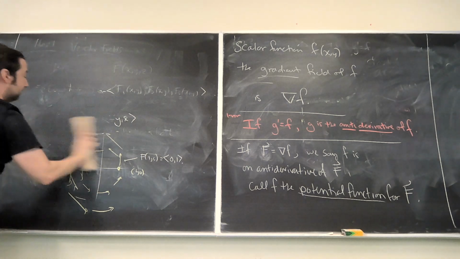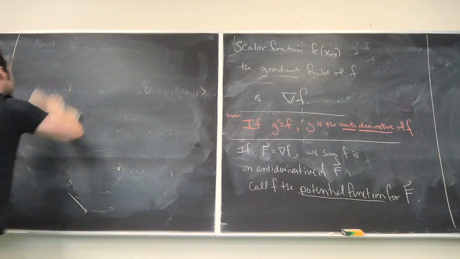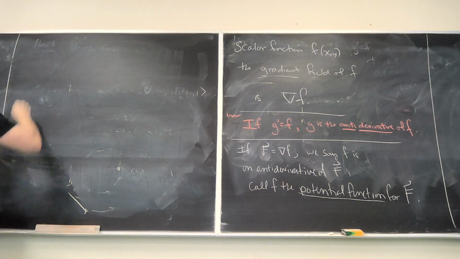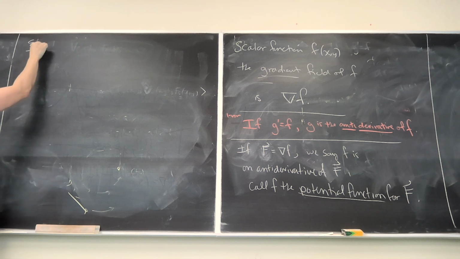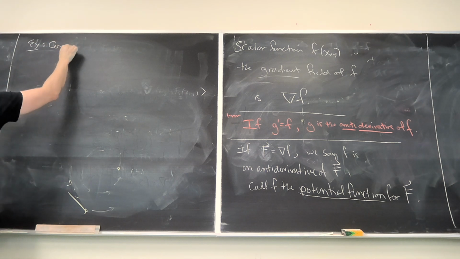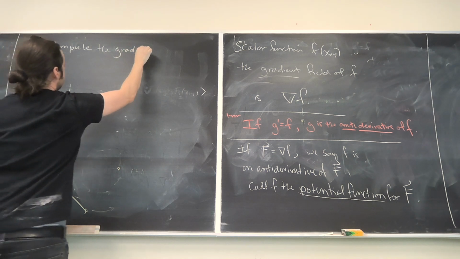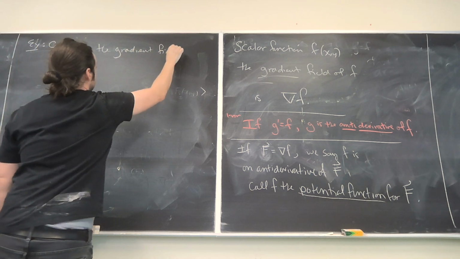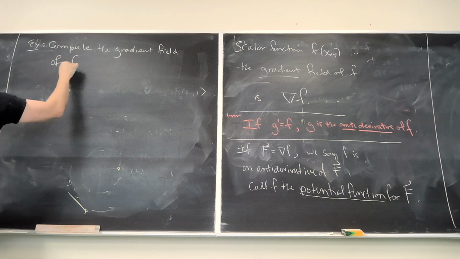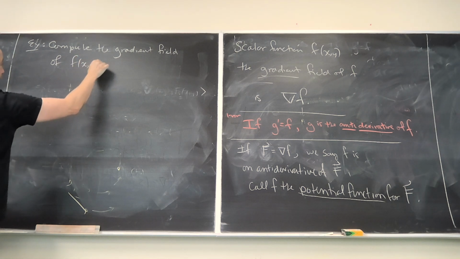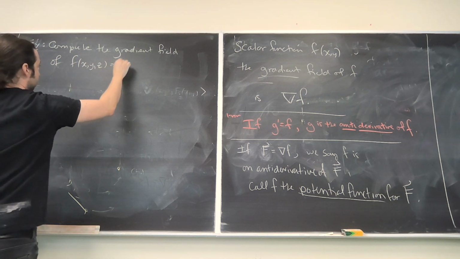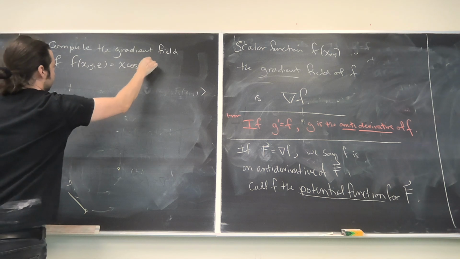So I want to talk about that a little bit here. So let's look at two examples. Example: compute the gradient field of f of x, y, z is equal to x times the cosine of y over z.